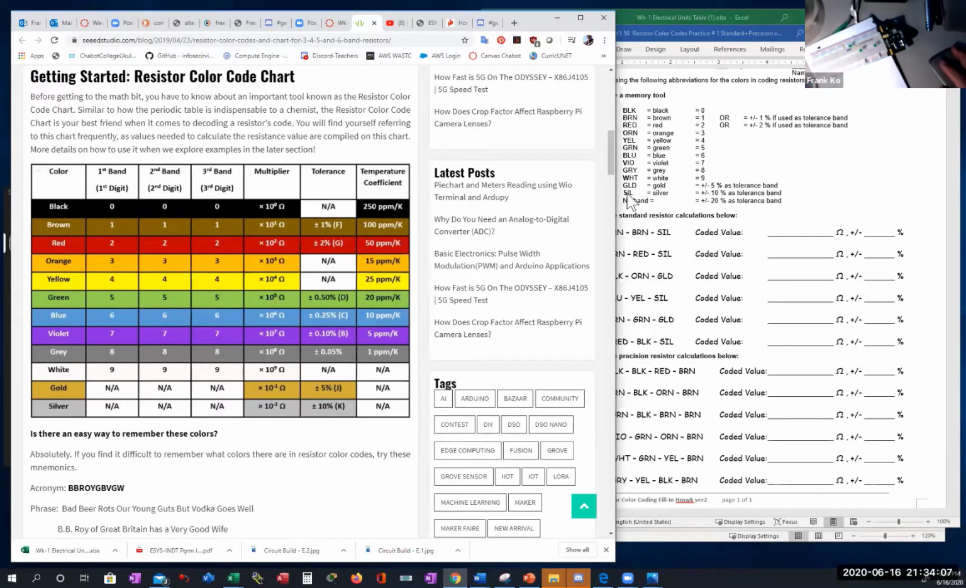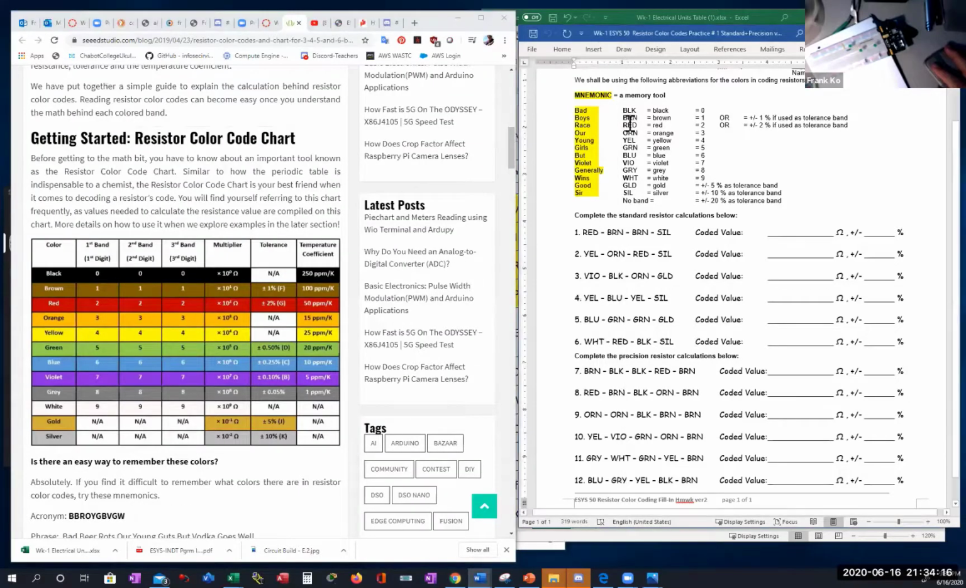And you'll notice on the Word document that you're going to be filling in, I've given you that sequence right here. We have black, brown, red, orange, yellow, green, blue, violet, gray, white, gold, and silver. They are specifically in that order.